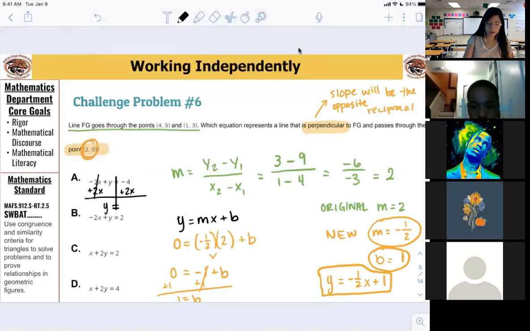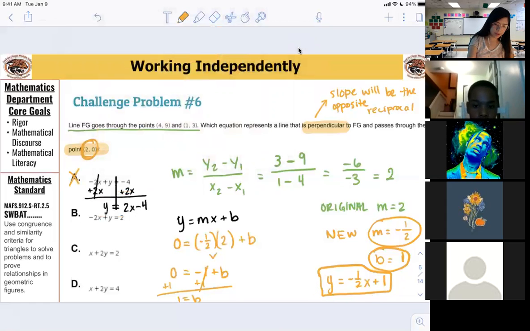So this example, answer choice A, is 2x minus 4. Does that match my equation? Okay, so this equation is exactly the same as my equation? No, it does not match. So this is wrong.